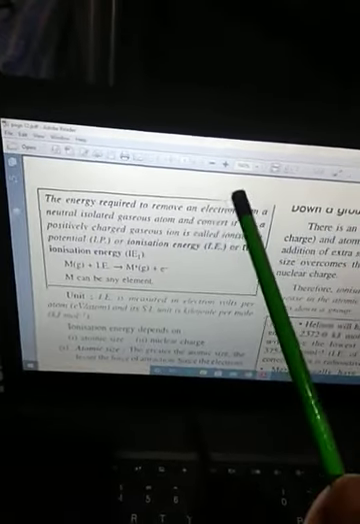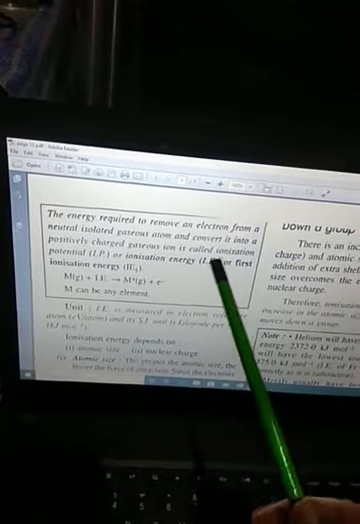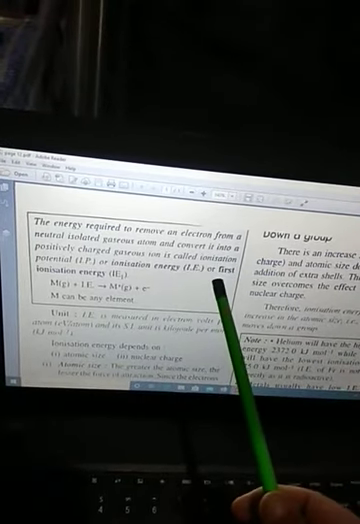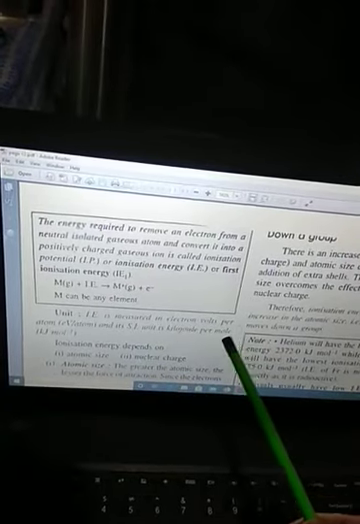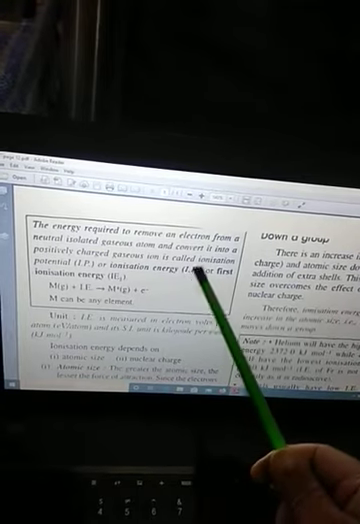Hello students, in our last class we discussed the metallic and non-metallic character and we have seen the grid. That means how it will vary down a group and across the period. Now our today's topic is ionization energy, or we call it ionization potential.